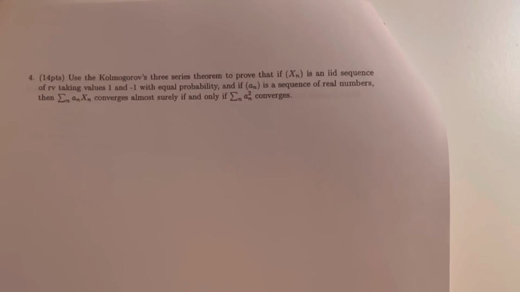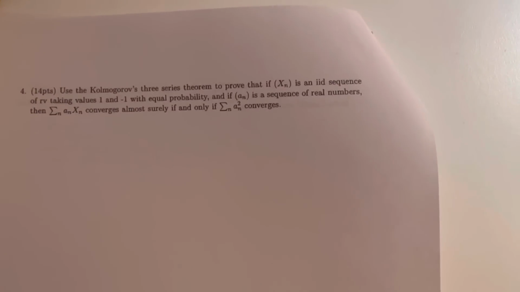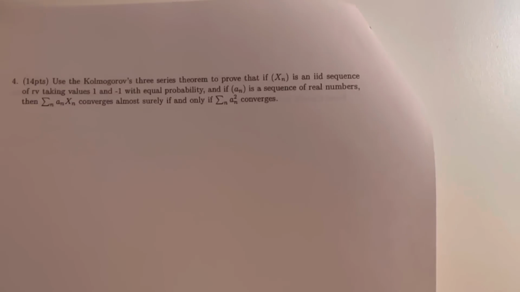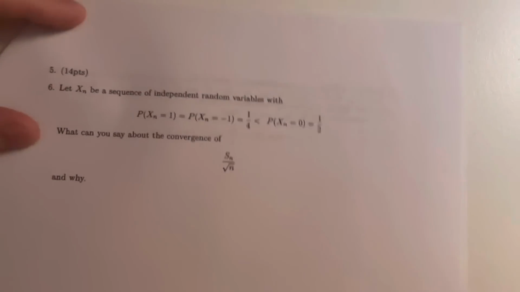So they take 1 and negative 1 with equal probability. So the probability of you getting 1 is like flipping a coin, right? You flip heads, it's a half probability. The probability is 1/2. If you flip tails, the probability is also 1/2. And if a sequence of real numbers is given, then we know that this converges almost surely if and only if this sum converges. Yeah, I have to look up the three series theorem. I don't remember what it says.